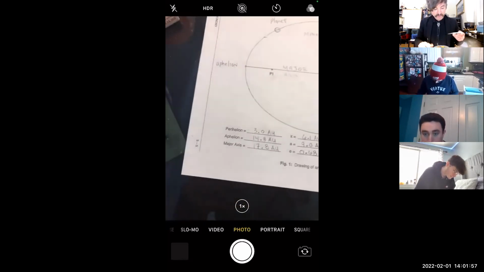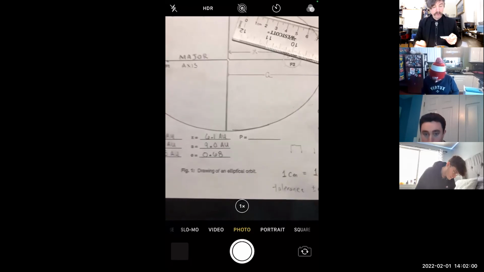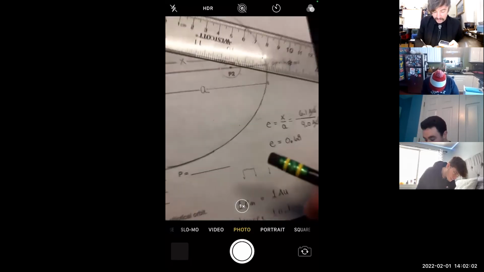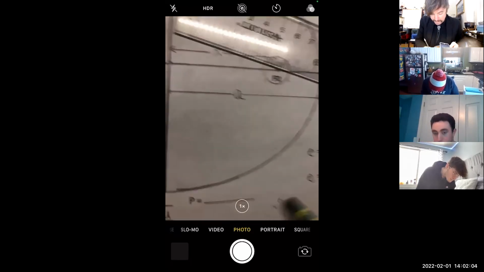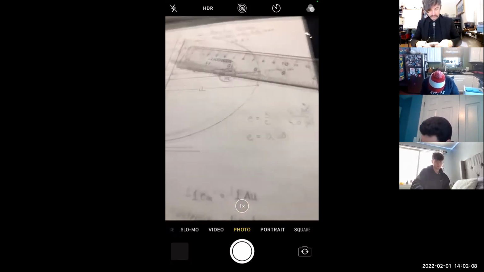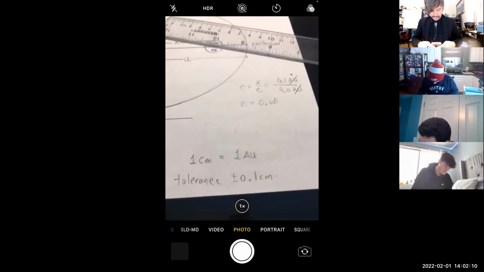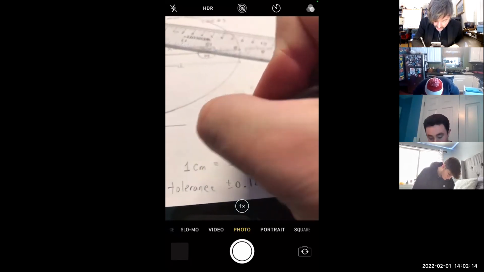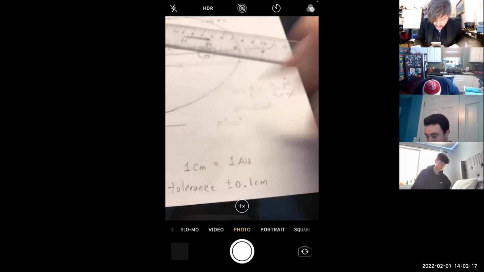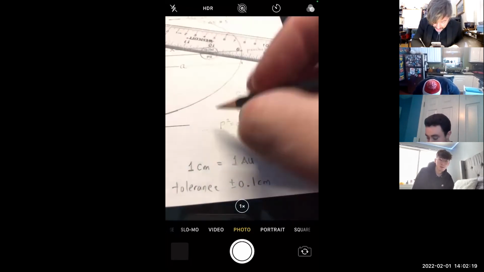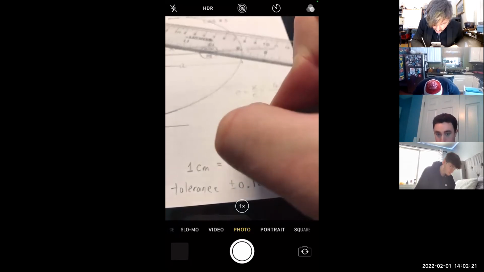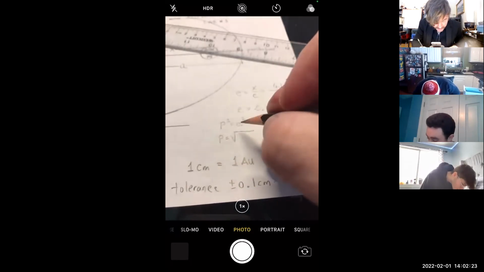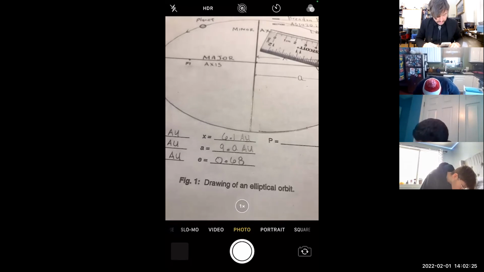Okay, now it's time for us to do the period with the old p squared equals a cubed routine. So on your page somewhere in the margins, p squared is equal to a cubed. Just like we did in lecture today, p is the square root of a cubed. And my a is 9.0 AU.